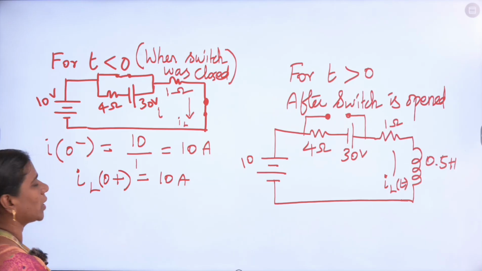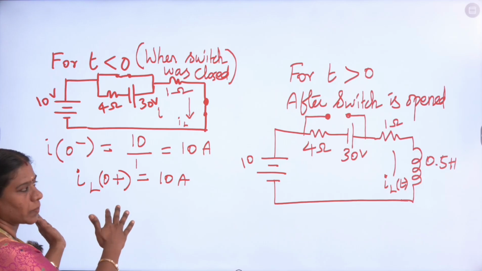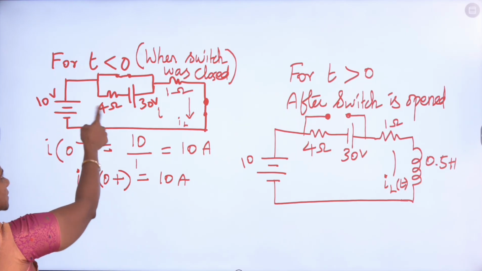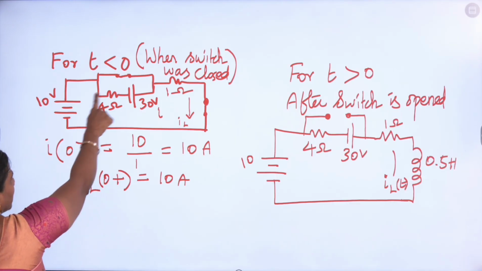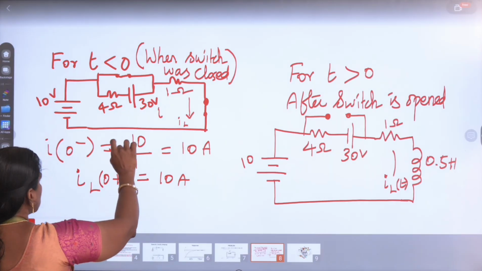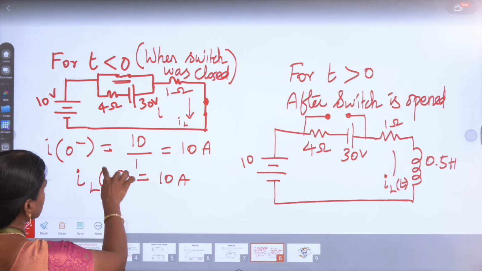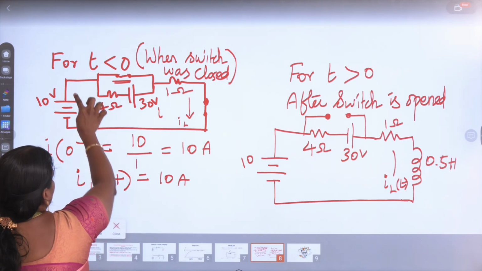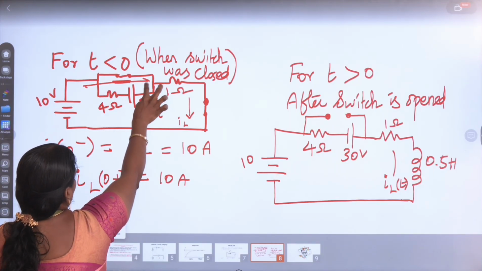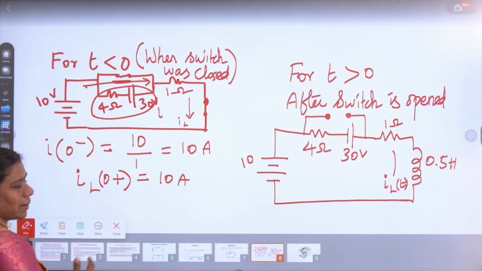So the first condition is for time lesser than 0. Now the switch was in closed condition; you are not doing anything, the switch was in closed condition only. So at time t lesser than 0, if you see the circuit, when the switch is in closed condition, we can say the current will take only this path, and this 4 ohm and 30 volt will be neglected at the time.